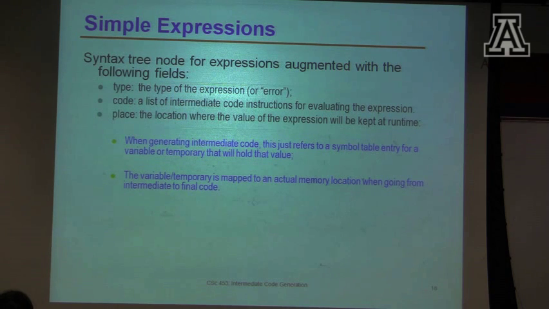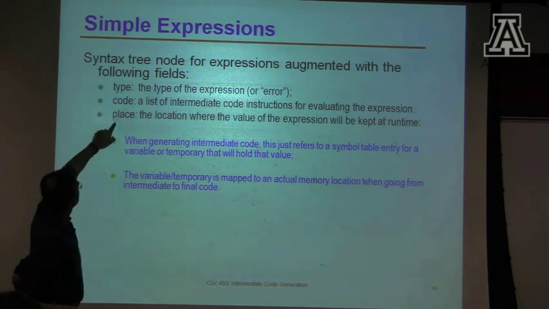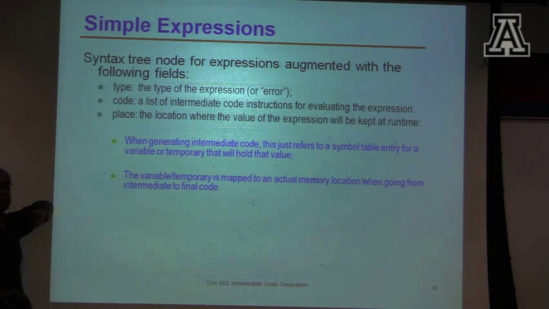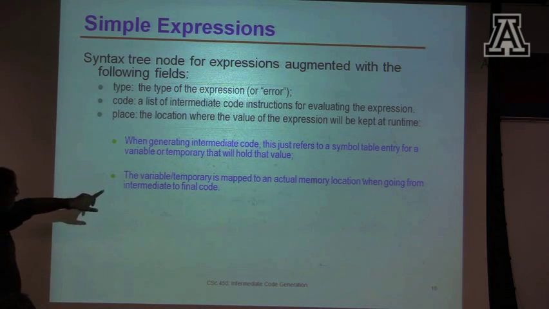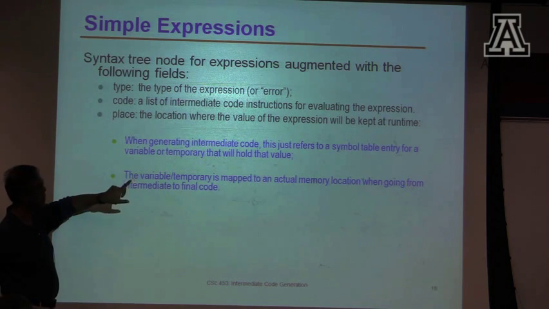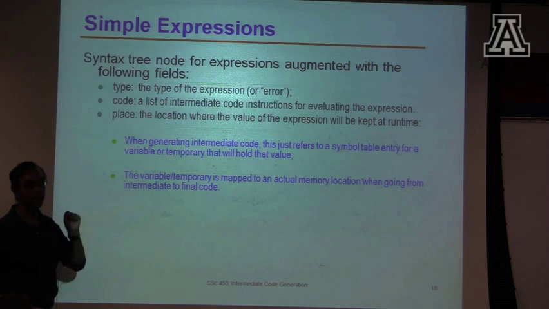So, going back to evaluating expressions. We have this place field for each node in an expression syntax tree. For intermediate code generation, this place field will simply refer to a symbol table entry for a temporary that holds the value. That's, as I illustrated over there, the place field for that plus node just points to a temp. And then at final code generation time, this is mapped to an actual memory location.